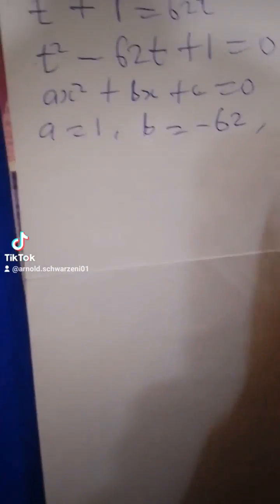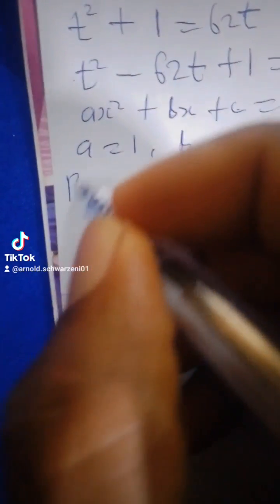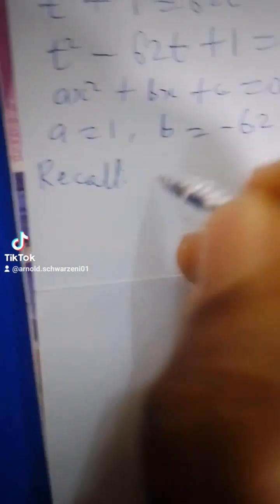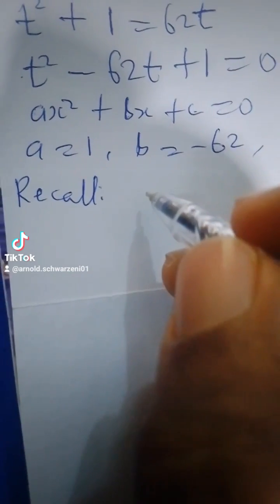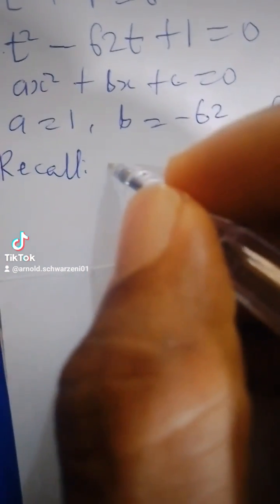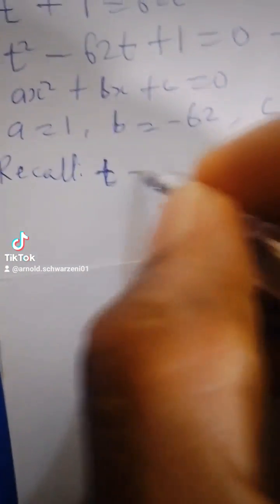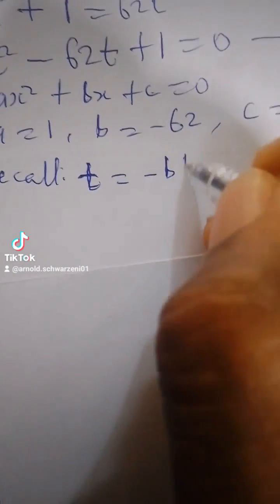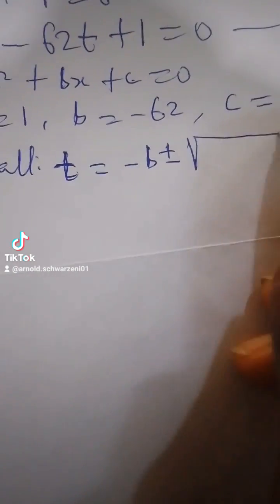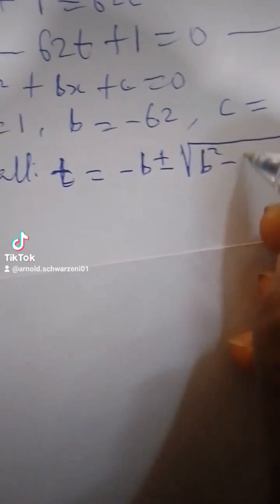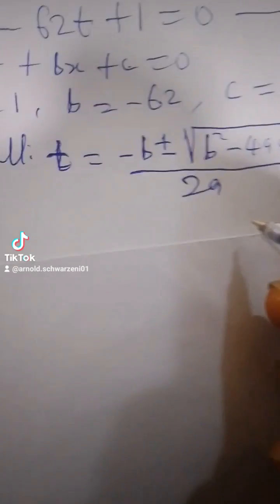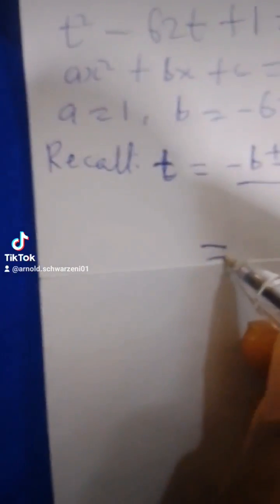Good. Now the next thing we do is we recall the quadratic formula, or what is called the almighty formula. It says t will be equal to minus b plus or minus the square root of b squared minus 4ac, all over 2a. Remember that. So we substitute the values of a, b, and c where necessary. Remember that here b is minus 62.